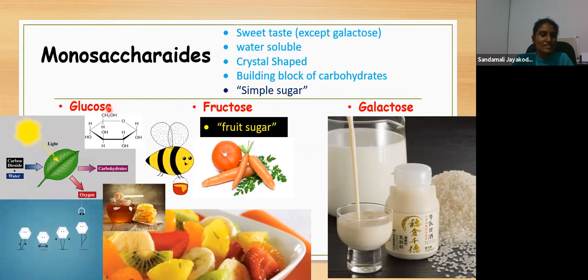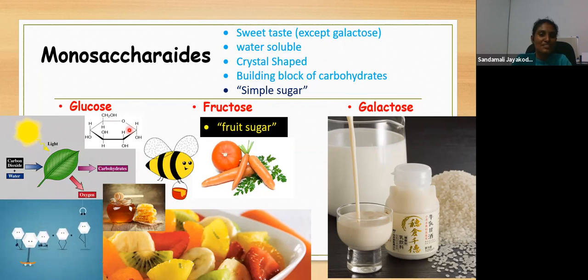If we take some amount of glucose, it is easily water soluble. Fructose is also a water soluble sugar. Galactose is also water soluble, and they are crystal shaped. The best example you can remember for monosaccharide is glucose.